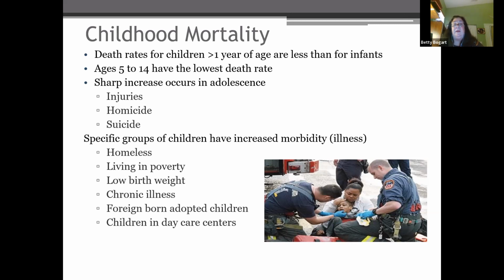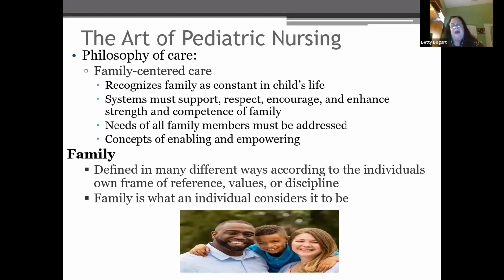Increased mortality, as I've mentioned: homelessness, poverty, low birth weight, chronic illness, foreign born. We don't even know what's going on with some of those kids. And again, daycare, only because of the spread of disease that can happen.